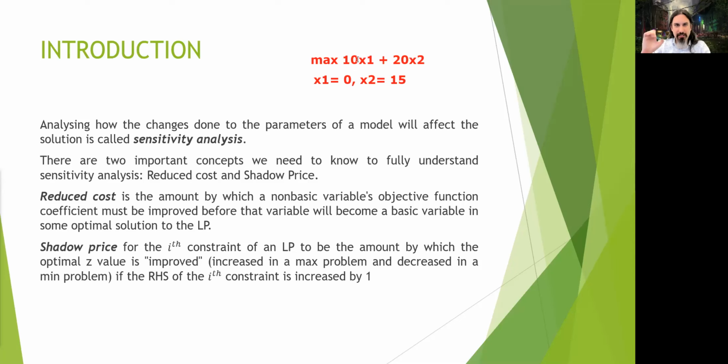This minimum difference that you need to get x1, that non-basic variable, into your solution as a basic variable, this is your reduced cost. How much increase do I need in here? And then there's the shadow price. Now, shadow price is for the right-hand side. So, for example, let's say we had 2x1 plus 3x2 is less than, you can write it, why can't I?